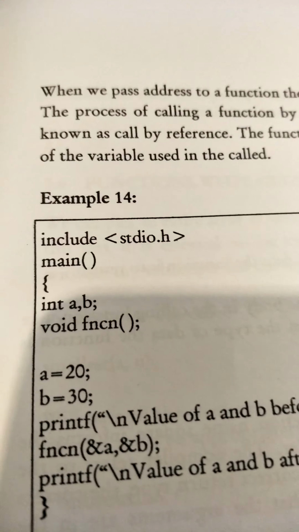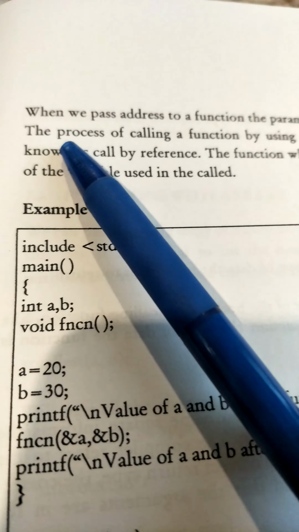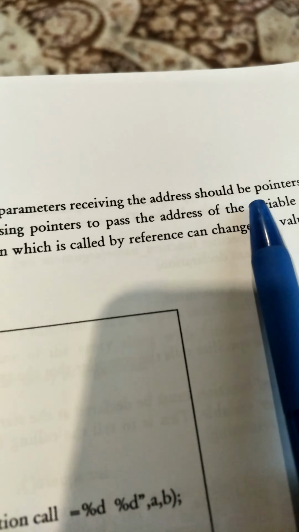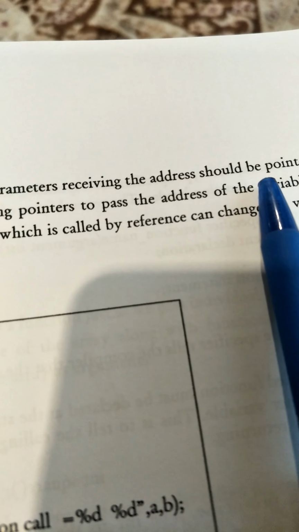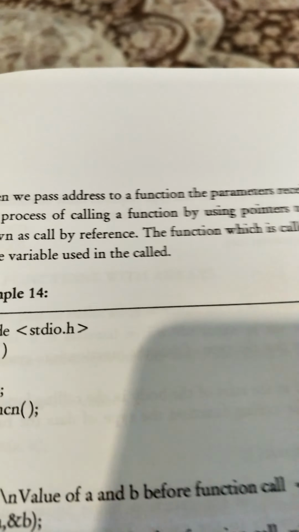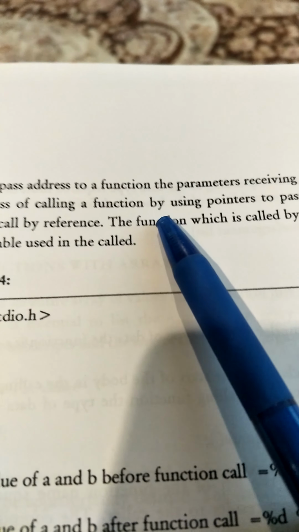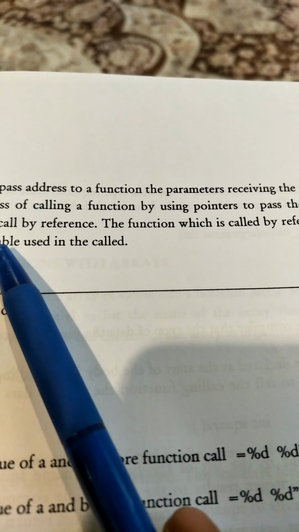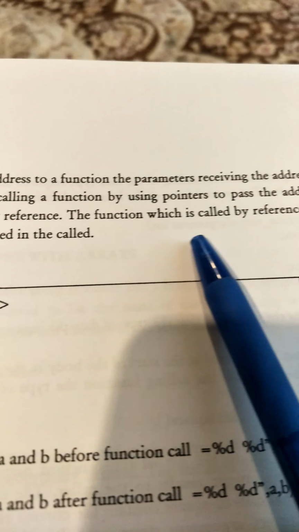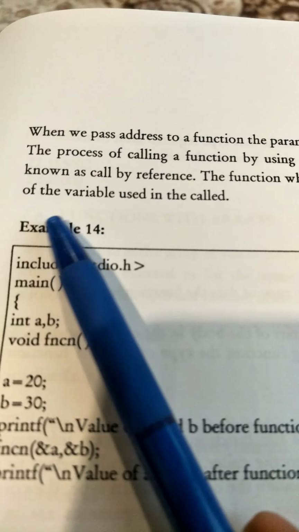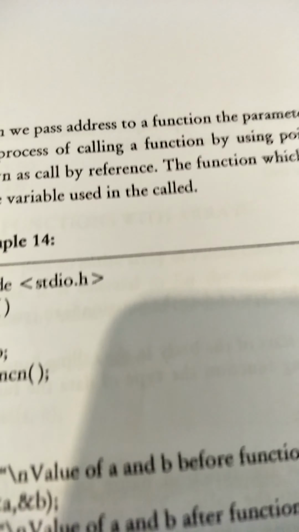Okay, let's read. This is about the use of functions. When we pass an address to a function, the parameters receiving the address should be pointers. So the process of calling a function by using pointers to pass the address of the variable is known as call by reference. The function which is called by reference can change the values of the variables used in the calling function.